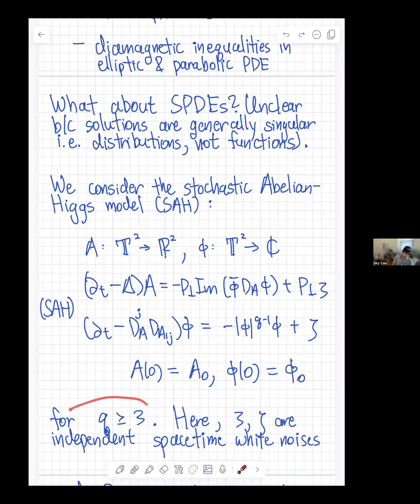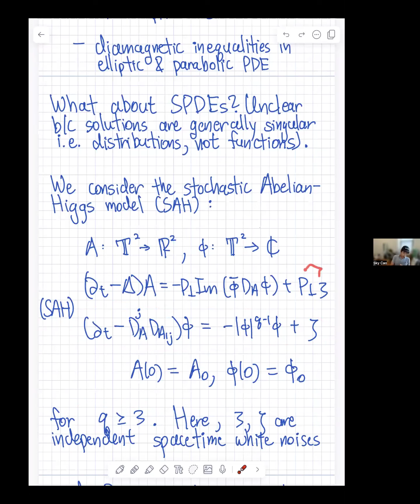And here we're going to take q to be, well, our result works for any odd integer q at least 3. So if you want, you can just take q to be 3. Maybe that's the most common example, in which case it kind of looks like Phi 4 3, the geometric version. No, sorry, Phi 4 2, I guess, because we're in 2D. And yeah, so that's the equation.